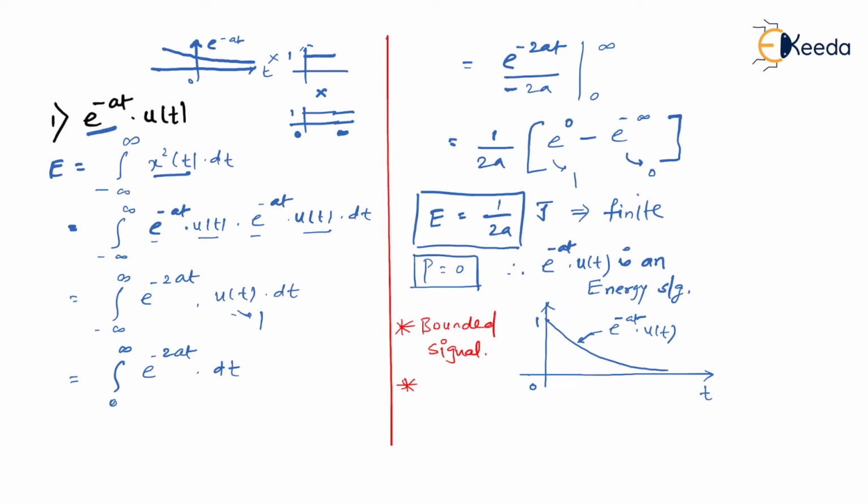Second, is it having finite duration or infinite duration? By observing, some student might say, sir, it is a finite duration signal. So no, it is not a finite duration signal. This will become 0 only when t becomes infinity, because e to the power minus infinity becomes 0. So only when t approaches infinity, the signal goes to 0. So the total duration of the signal is infinity. So this is an infinite duration signal.